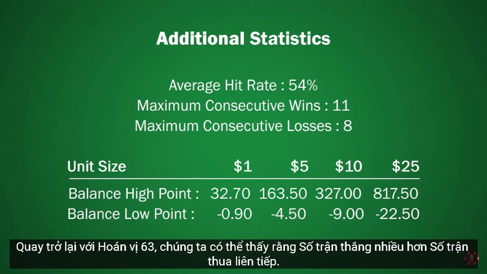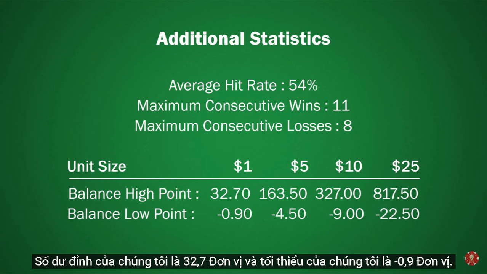Going back to permutation 63, we can see that win streaks outstripped consecutive losses. Our peak balance was 32.7 units, with our minimum being negative 0.9 units.